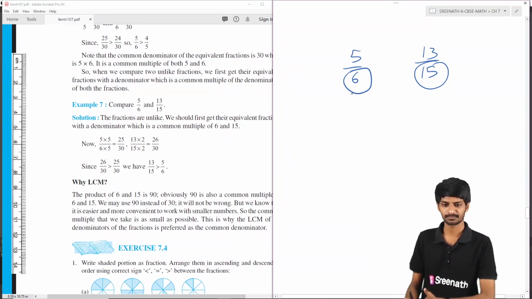Okay, students. So what is the common multiple, students? Here if you do it, the common multiple is 30.